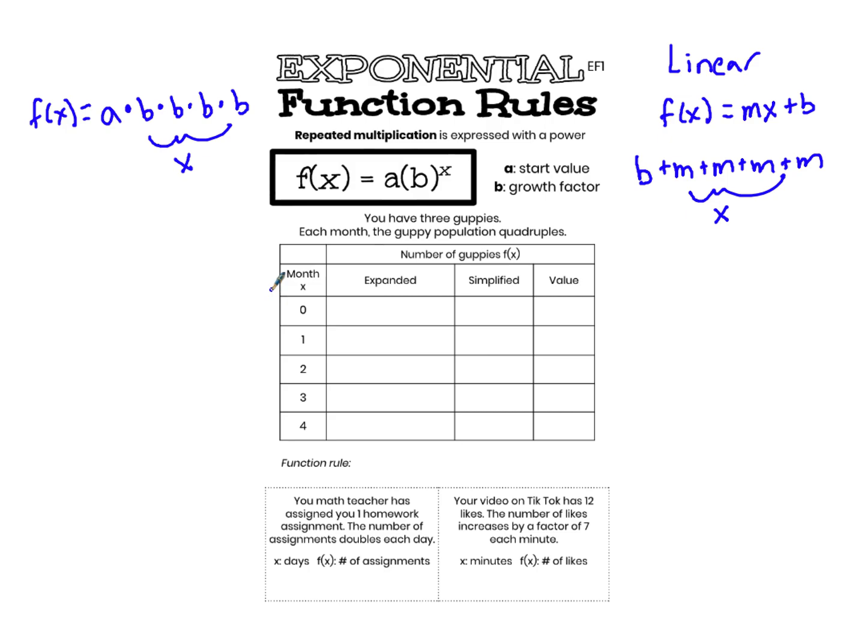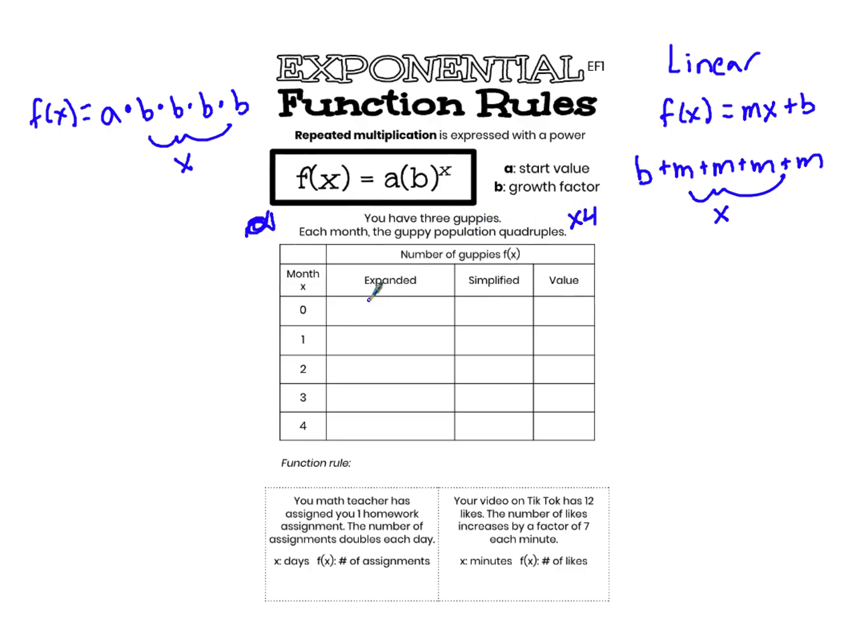Let's go ahead and look at an example. I have 3 guppies. And each month, my guppy population quadruples. So we have some special words. We have double, which means times 2, triple, which means times 3, and then we have quadruple, which means times 4. So quadrupling means I have an exponential function rule, an exponential power, in which I'm repeatedly multiplying by 4.